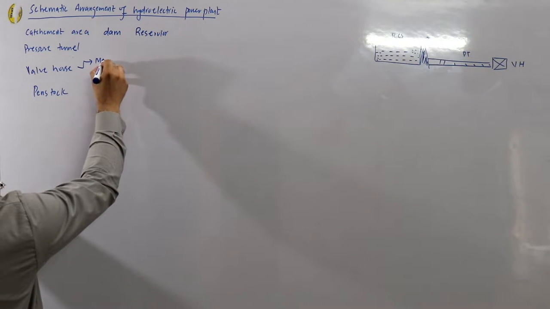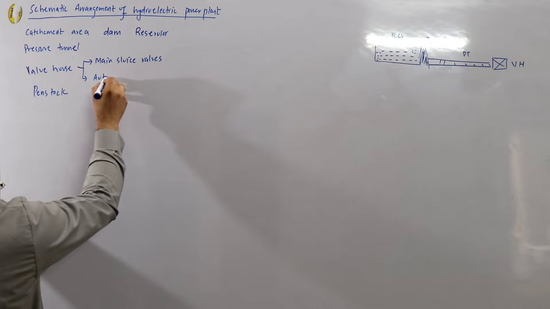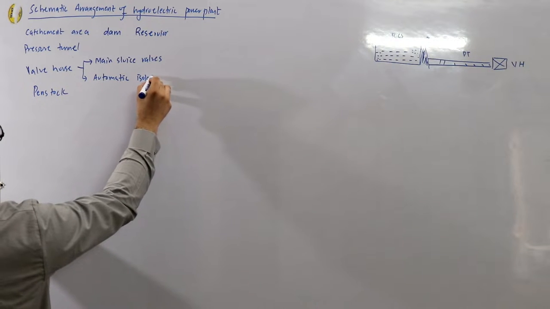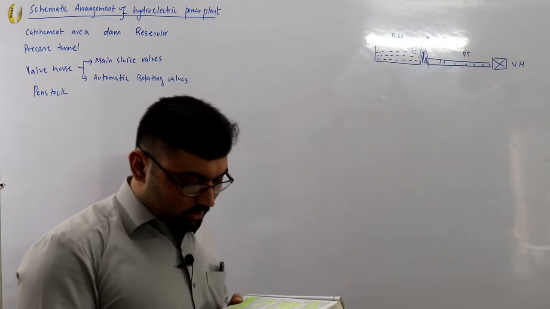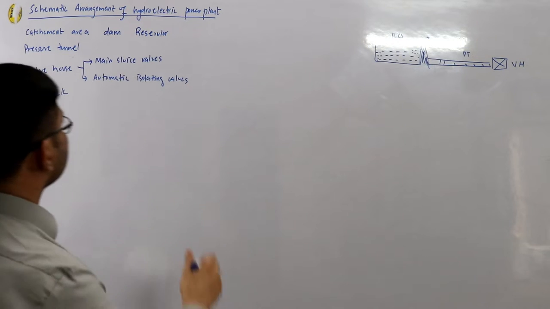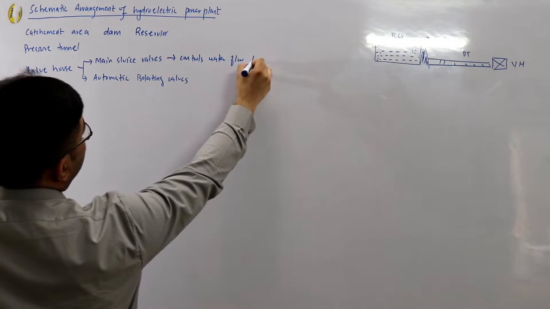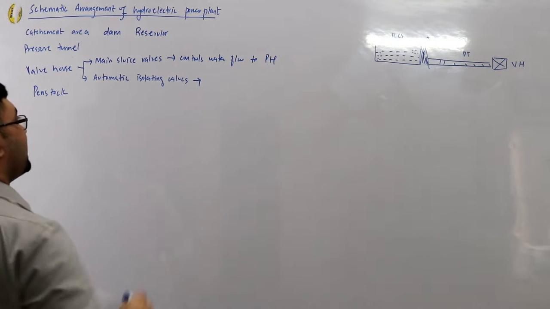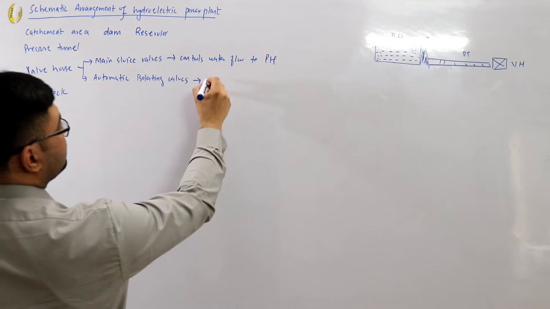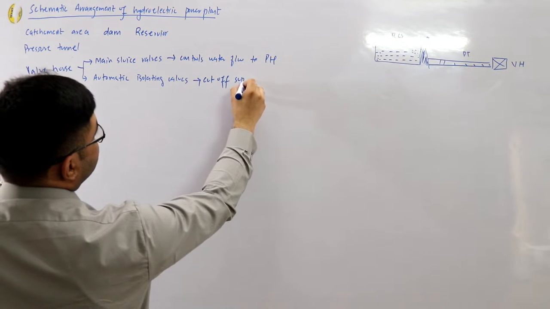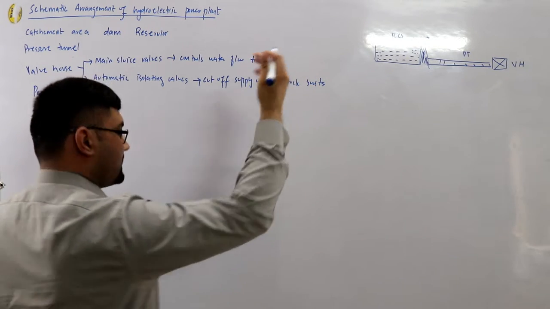So this contains main sluice valves and automatic isolating valves. What does this do? So I'm going to tell you. The former controls the water flow to the powerhouse. Whereas the automatic isolating valves cut off the supply when the penstock bursts. So how will it burst? I will tell you in a moment.